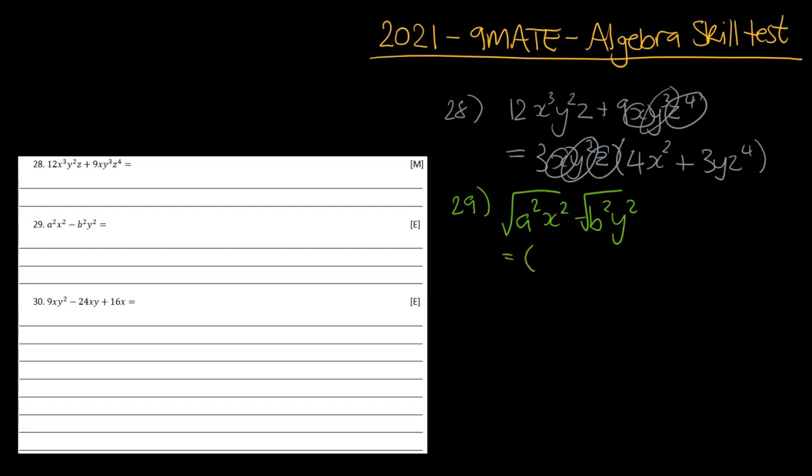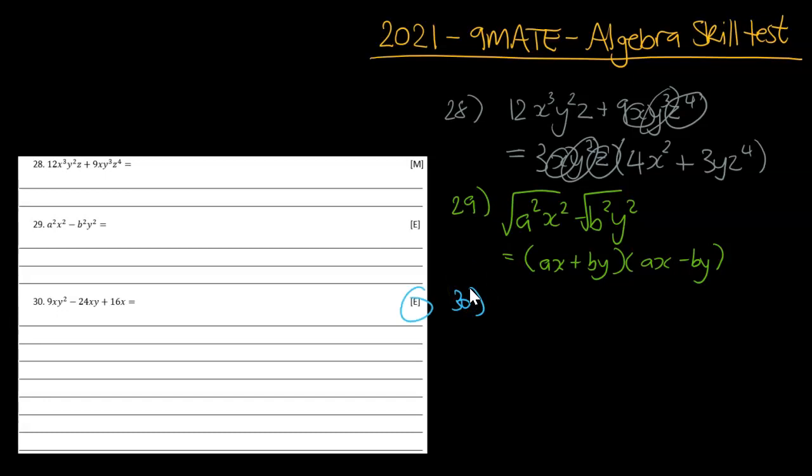So the square root of a squared x squared is going to be ax. And that makes sense because ax times ax is a squared x squared. The square root of b squared y squared is going to be by. So I'm going to go plus by and minus by. And again, that makes sense because that would become b squared y squared. So one of the easier excellence questions, I think, but that's assuming you can see it's a difference between two squares and assuming you adopt the square root approach.